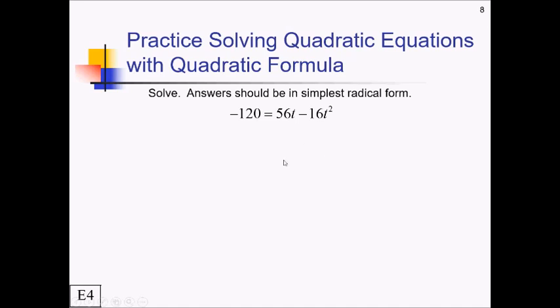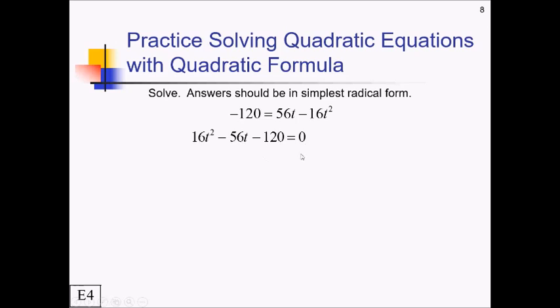So let's again start by getting this in standard form. Take a moment to do that. All right, so it's up to you which way you move things. I'm going to move everything over to the left just so I have a positive squared term. So that would give me a positive 16t squared, and then I'll subtract 56t, and I'll still keep this negative 120 over there. And all that equals 0.